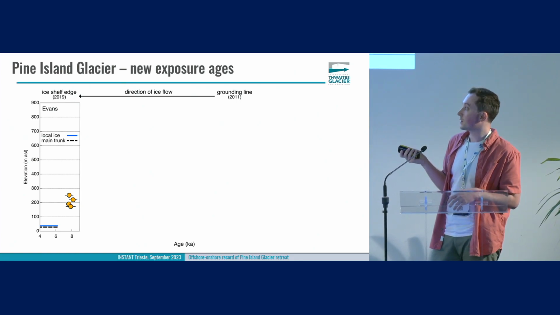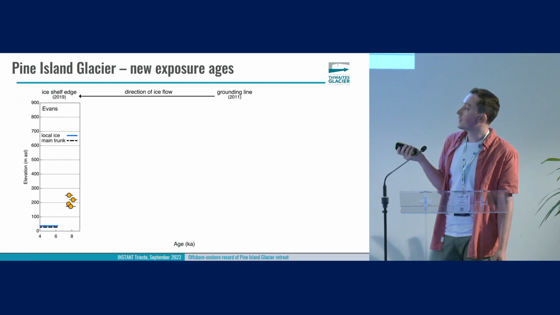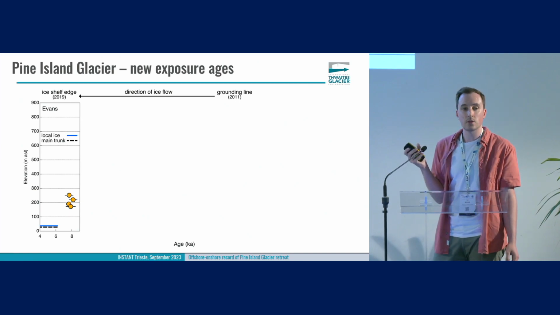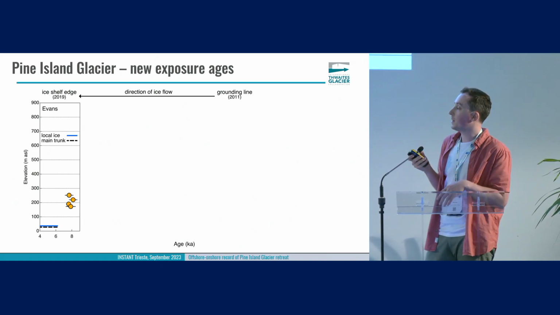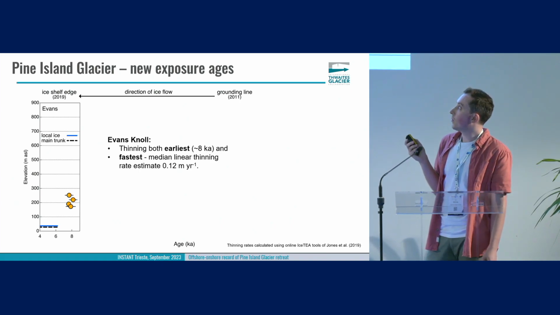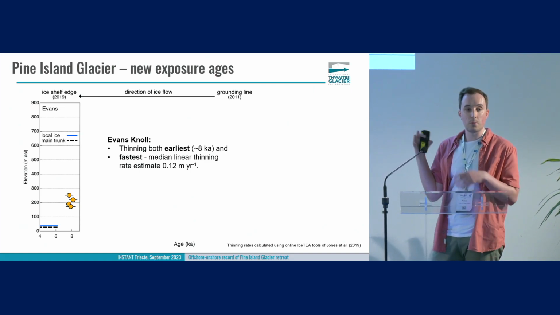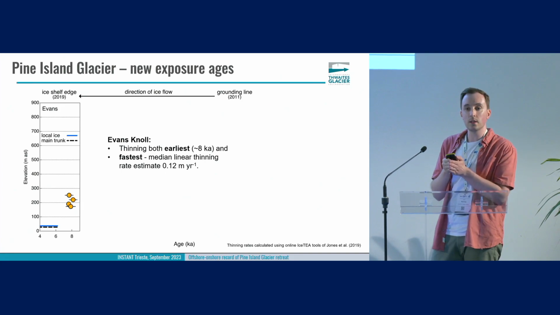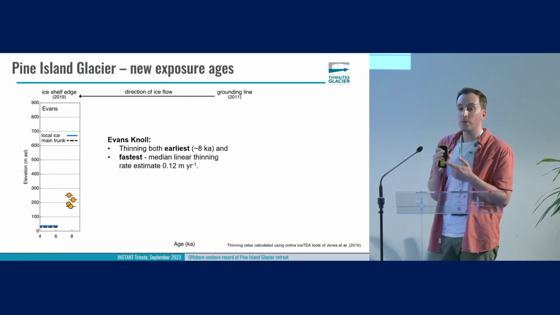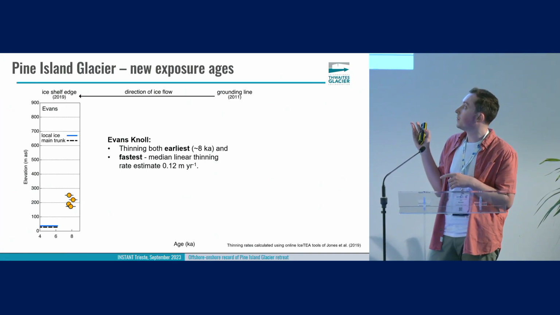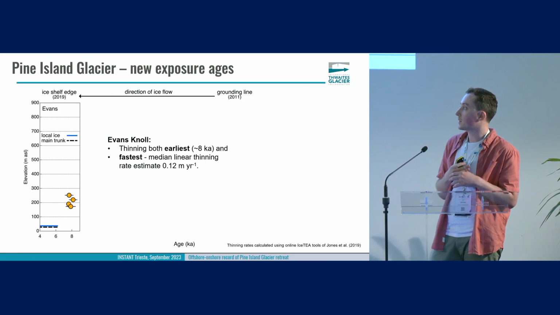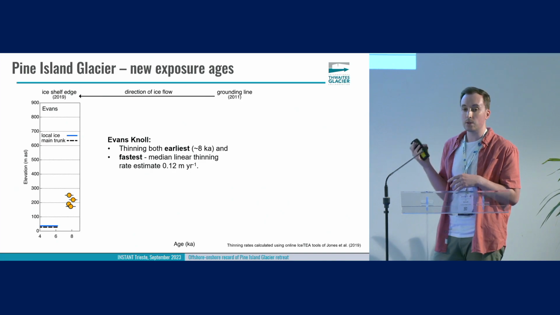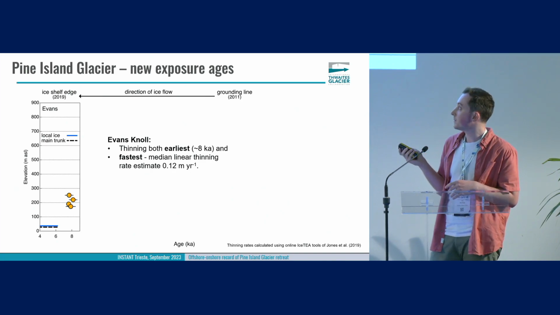So the site furthest downstream, this is Evans Knoll, you can see these ages are clustered around 8,000 years ago, rather than being spread out in any manner. So the thing we know about Evans Knoll here, and when you see the rest of the data, it will make sense, is that thinning here happens earlier than the other sites, at 8,000 years ago, and also fastest. So when we computed median linear thinning rates for the early Holocene for these sites, this site yields by far the fastest thinning rate.